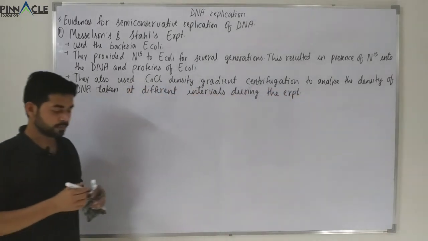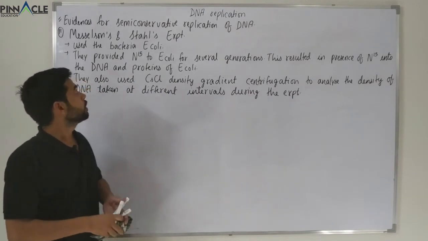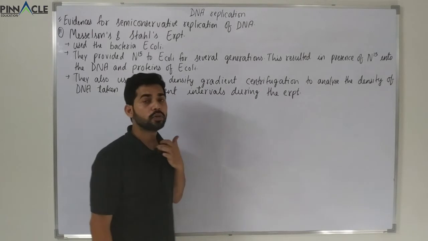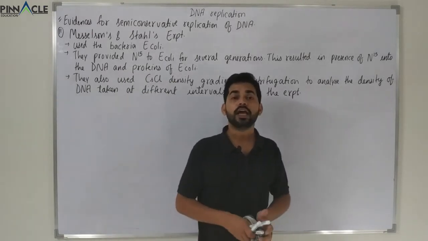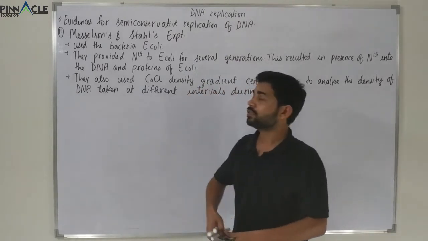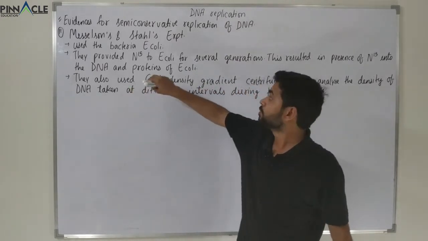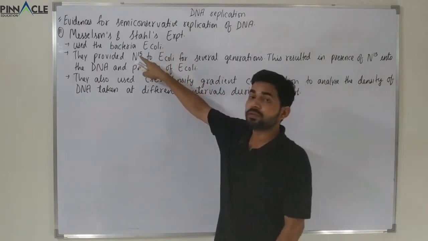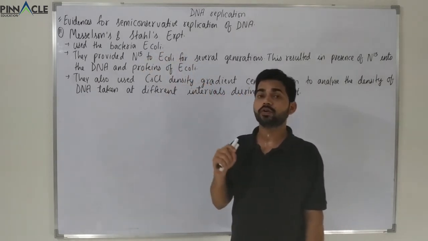So these were the three main steps that he took. What happened is that they used the bacteria E. coli, and for several generations only N15 was provided. And as we know, DNA contains nitrogenous bases, that is A, T, G, C. So N15 will be present in all those nitrogen bases.